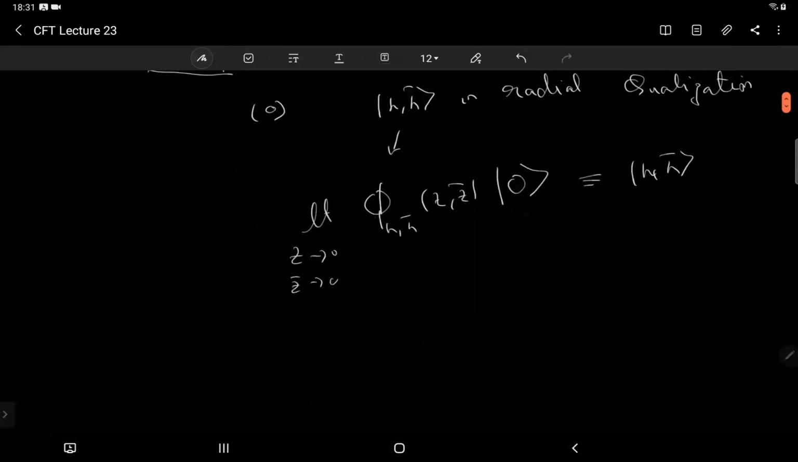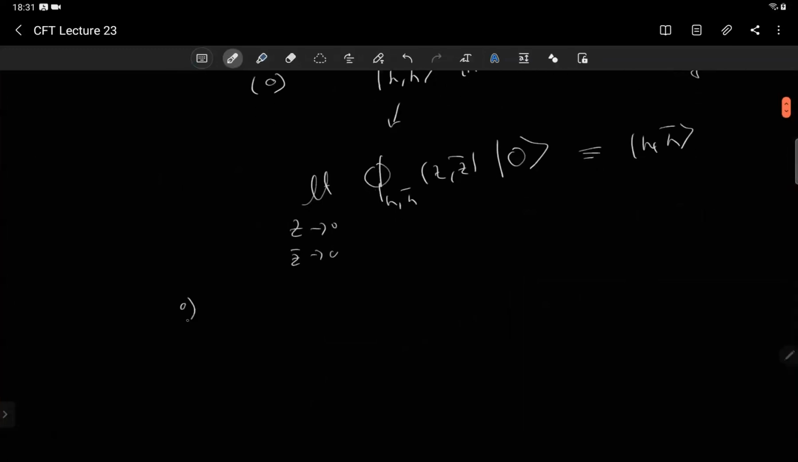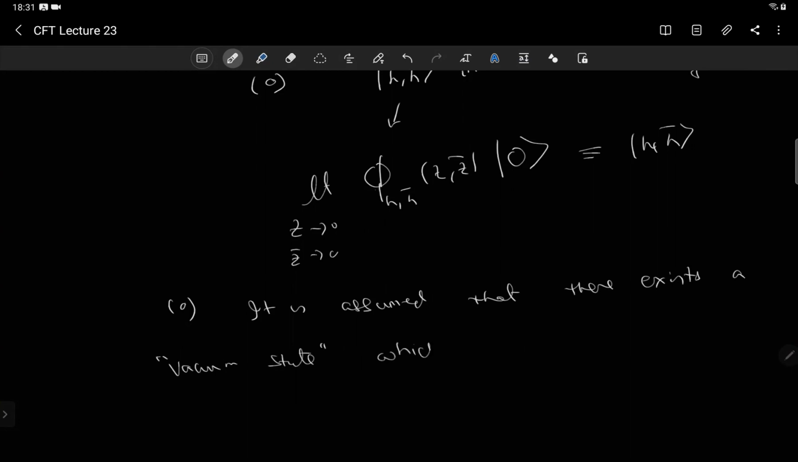আর it is assumed, এটা যে কোনো quantum field theory it is assumed that there exists a state, vacuum state, which is invariant under all symmetries of the theory.